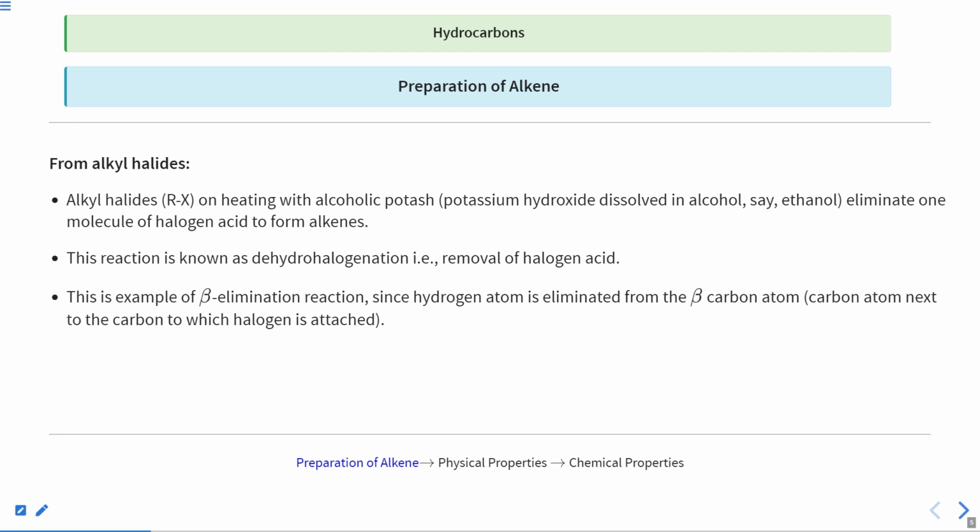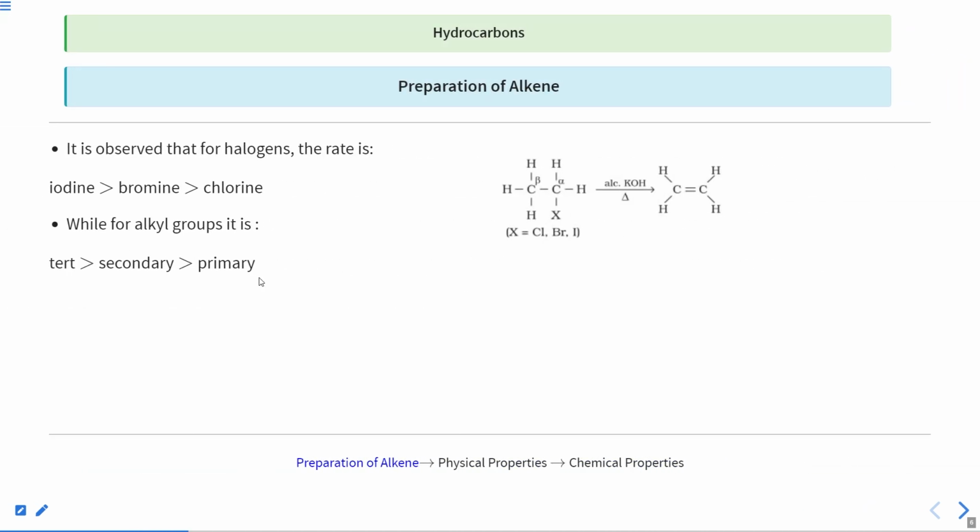Now this is an example of beta elimination, since hydrogen is eliminated from the beta carbon. If you take this structure, this is the carbon that is holding the halogen, and this is the carbon that is beta with respect to this carbon. We can have a beta carbon on either side also, but here we have only two carbons. So this is called the beta carbon. The base will abstract a proton from this hydrogen, the bond pair will move here, and this X will be kicked out.